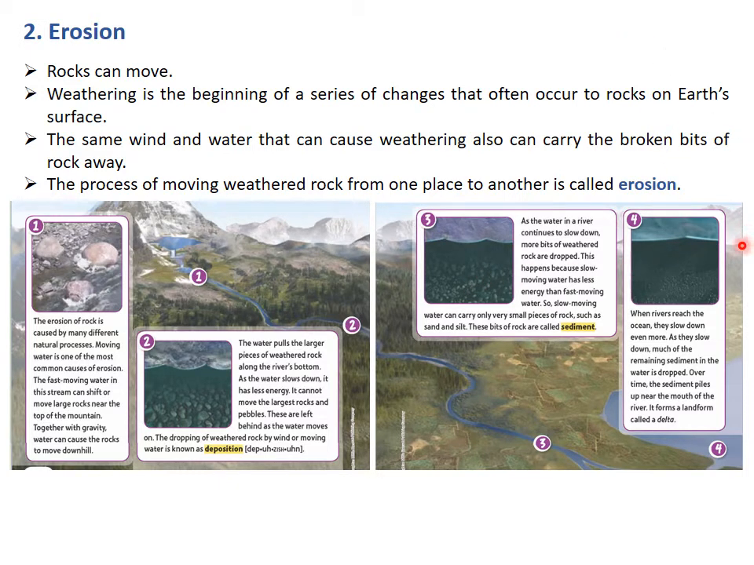Finally, when rivers reach the ocean, they slow down even more. As they slow down, much of the remaining sediment in the water is dropped. Over time, the sediment piles up near the mouth of the river. It forms a landform called a delta.